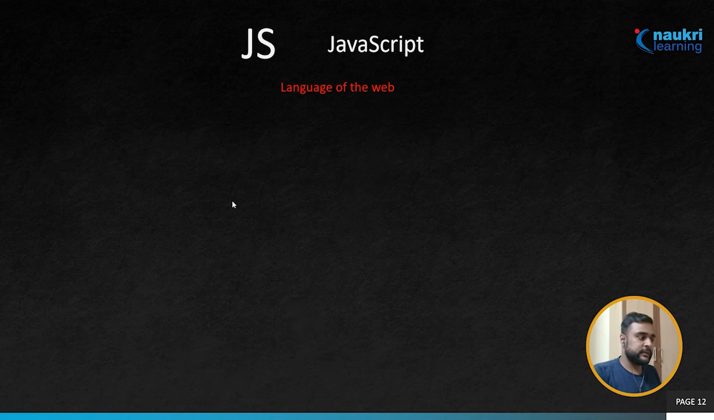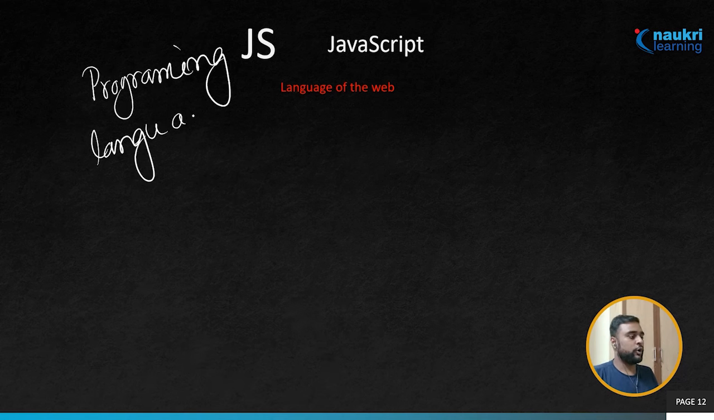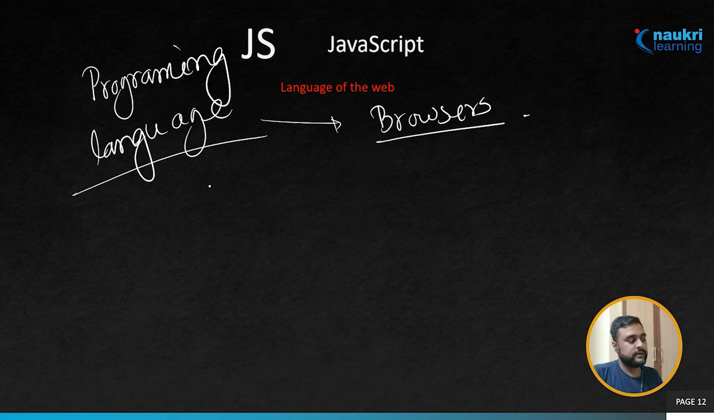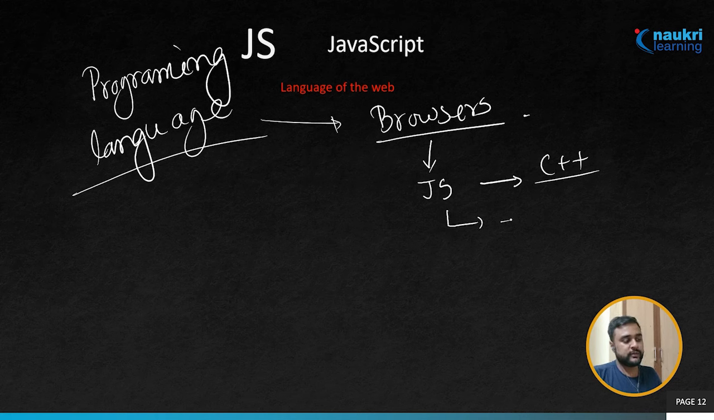So JavaScript basically is a programming language. All modern browsers can run JavaScript. What makes it very popular, what makes it very essential for browsers? Browsers only understand JavaScript. They do not understand C++ or anything. Although at the end the JS compiler converts the code into C++, the browser understands JavaScript.